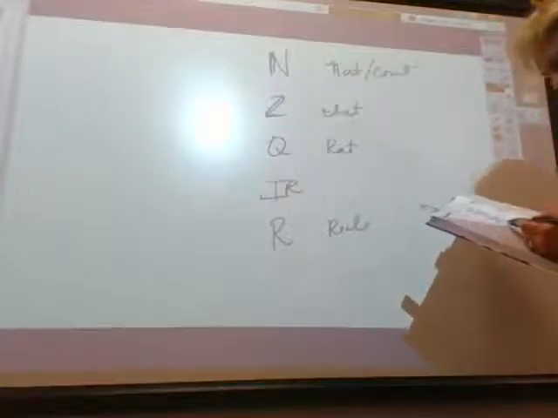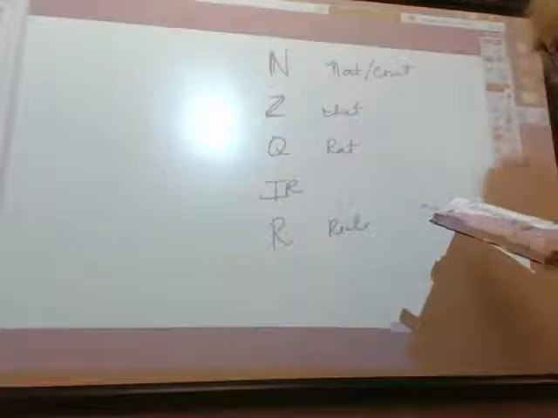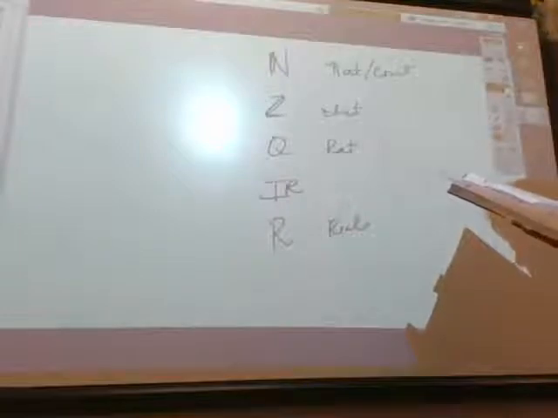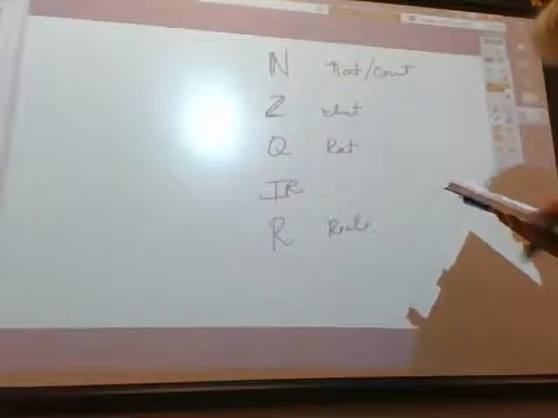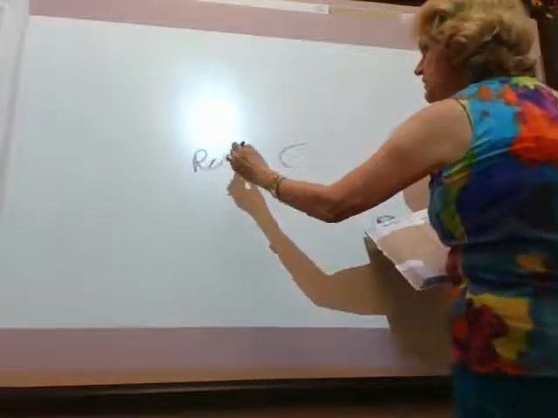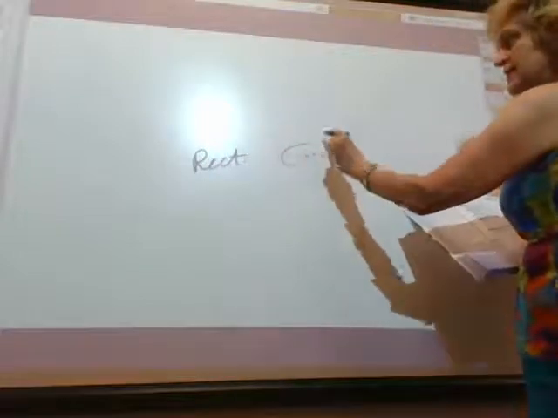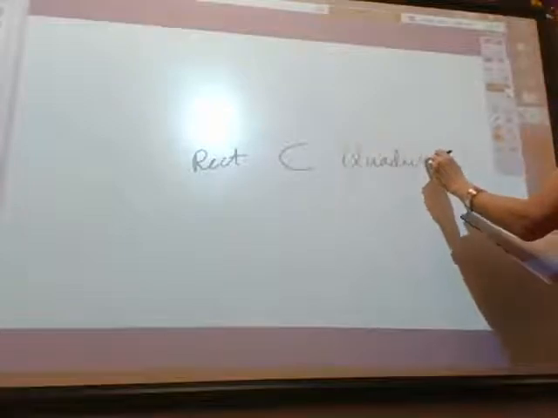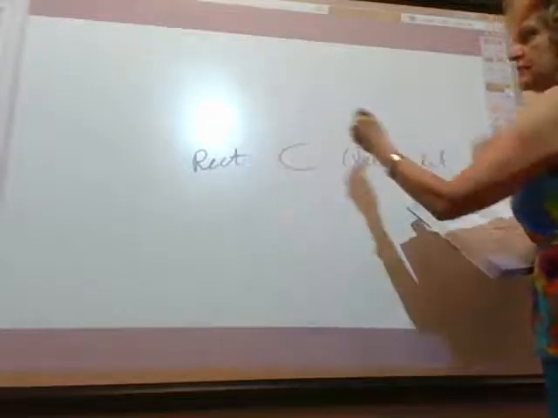So underneath example 3, it says sets can be related to each other in various ways. If all of set A is contained in set B, then set A is a subset of set B. It says rectangles are within the quadrilaterals. The set of rectangles is a subset of the set of quadrilaterals. Every rectangle fits there.